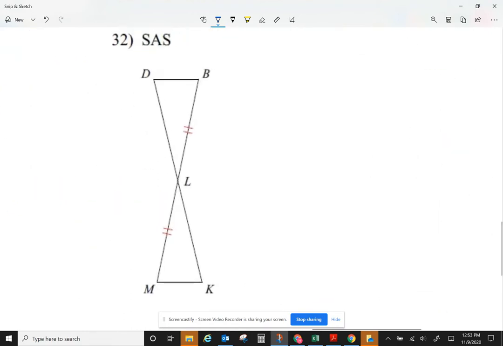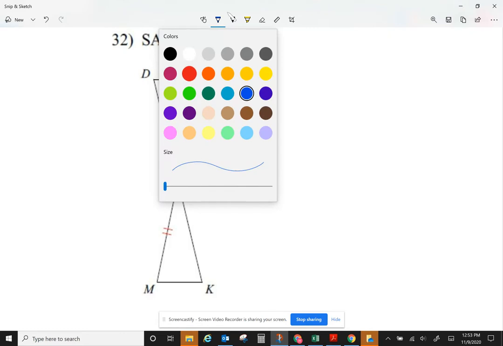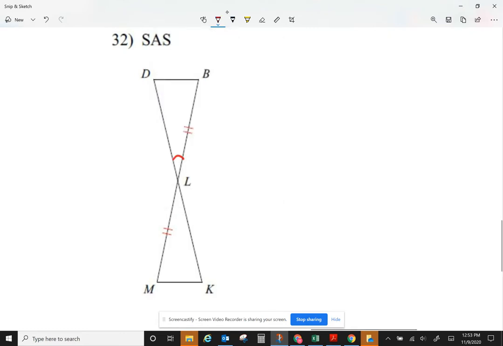Looking at question number 32, to begin with, I can say this angle equals this angle because they form an X. So that is technically given. Now I focus on one triangle. Let me focus on this triangle. It doesn't matter which one you focus on. That's the one I'm looking at.